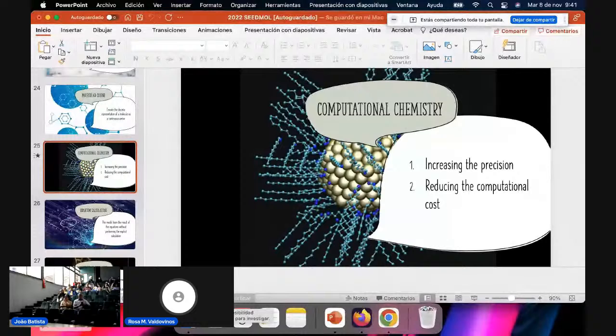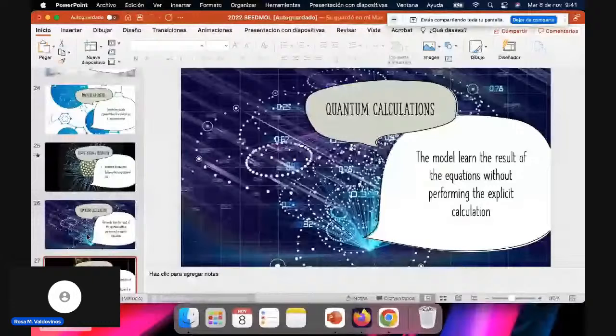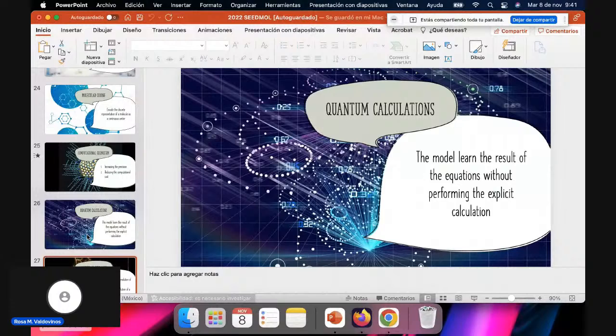But the problem here is that with the frameworks that you get, it is necessary to have computer knowledge, for example with Spark or Pandas or Keras.